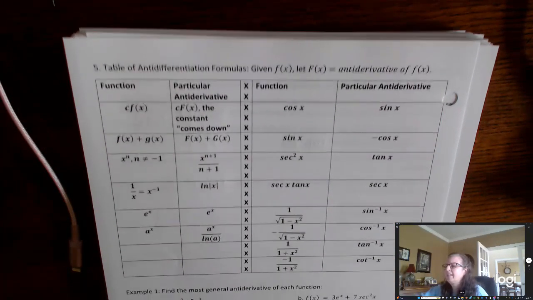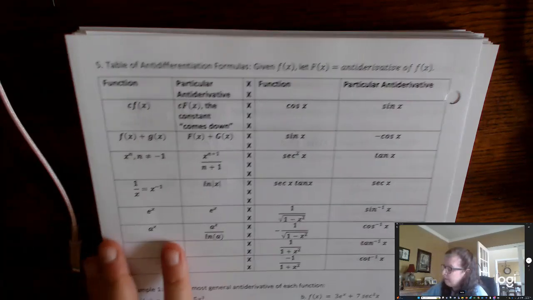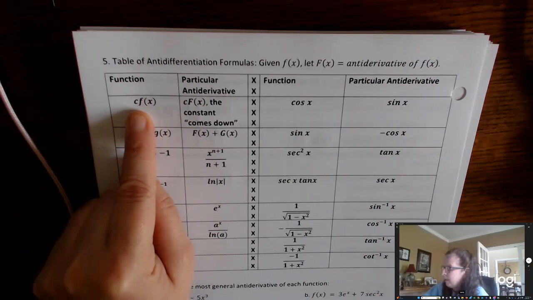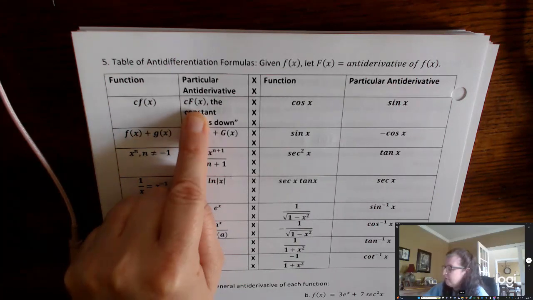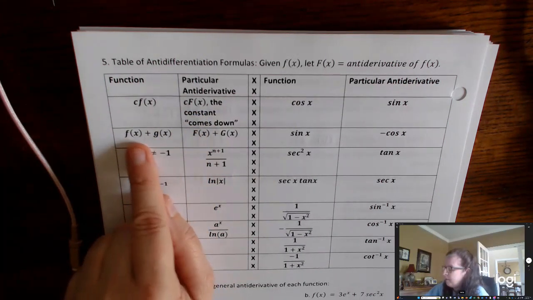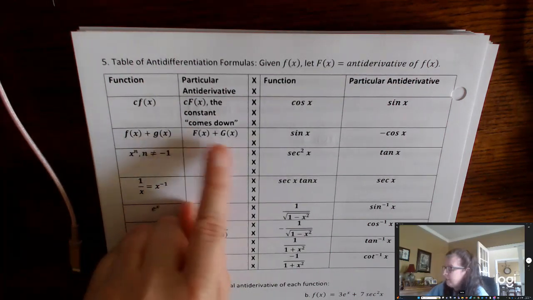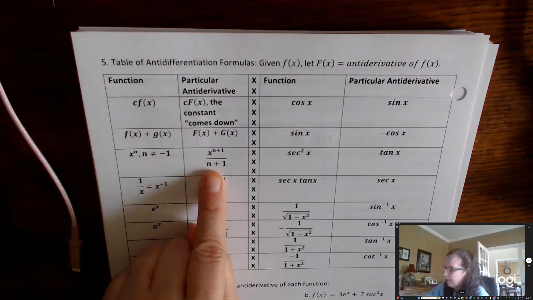So here is a table of antiderivatives that you want to memorize. If you have a constant being multiplied, then it just comes down. So we've been doing that. The constant just comes down, and then you use the power rule. This one is saying that if you have two functions added together, you can take the antiderivative of each one individually. Again, that's just like derivatives. And here's the power rule we were talking about.